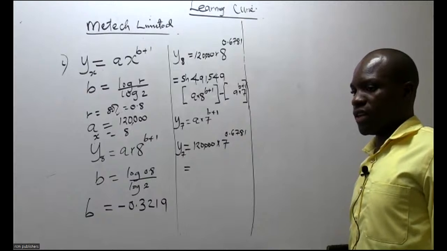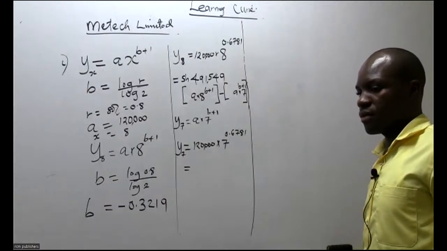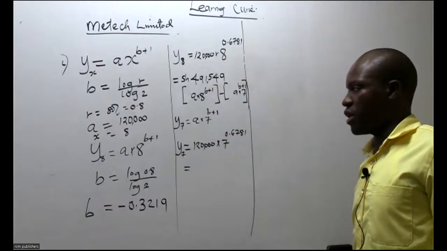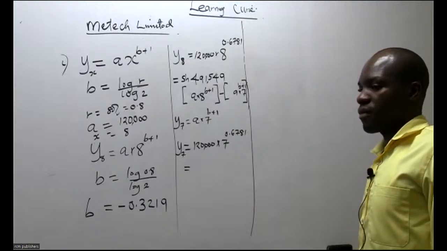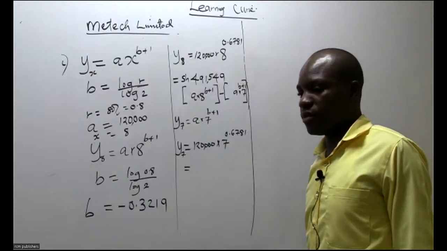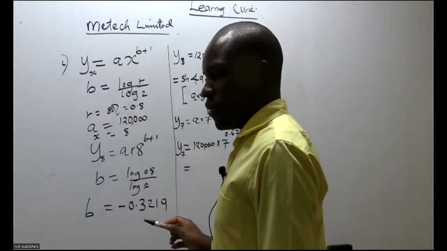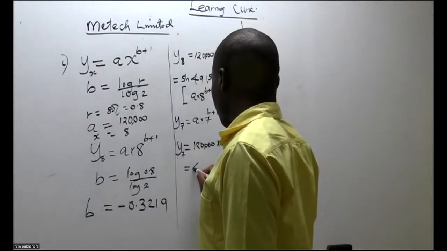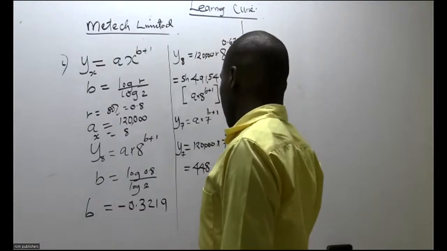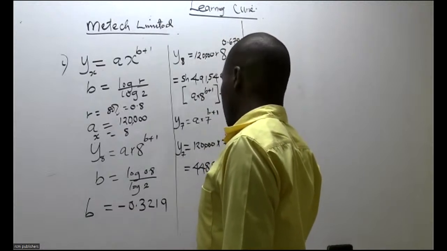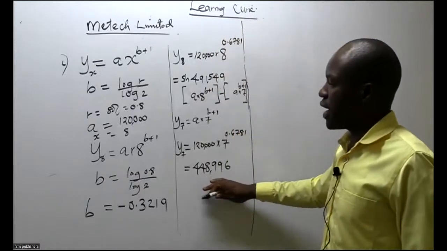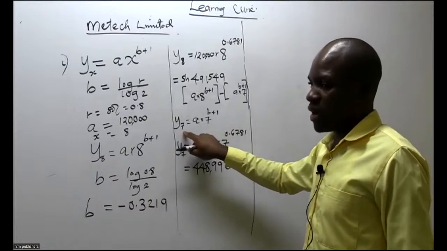Then somebody should be able to give me the total for the first 7 batches. The total for the first 7 batches. 448,996. So this is the total amount you are going to incur to produce the first 7 batches.